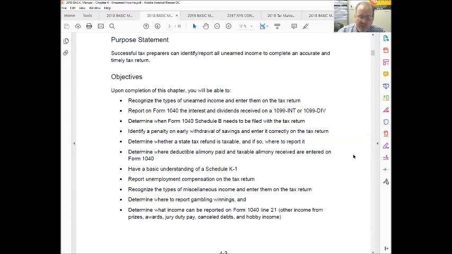We'll start to get into a little bit about miscellaneous income. This one gets a little gray sometimes because the miscellaneous income, that 1099 miscellaneous, is a catch-all with a lot of things. There is some earned income on a 1099 miscellaneous. We'll talk about that. We'll talk about gambling winnings.